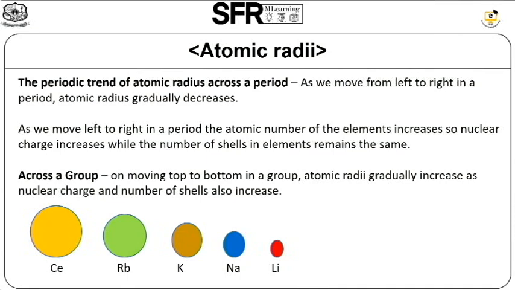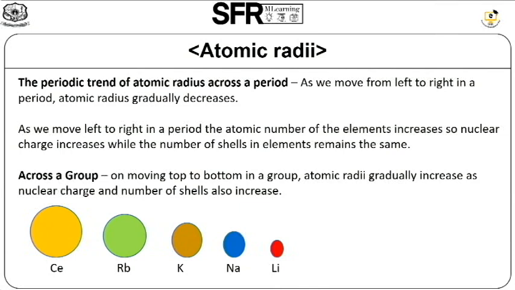Next, periodic trends in atomic radii. When we move down the group in the periodic table, the size of the atom increases. See the picture: lithium, sodium, potassium, rubidium, cesium. The size of the atomic orbital increases because the valence electron in lithium is 2s, sodium is 3s, potassium is 4s, rubidium is 5s, and cesium is 6s.